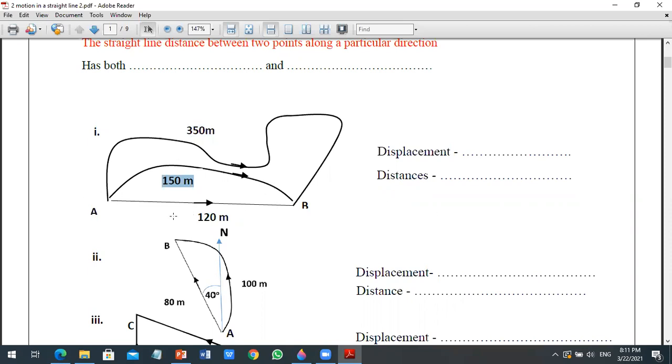There are two paths between these A and B points, but whatever the path between those points, the 120-meter path is the shortest distance between those two. So we call it the displacement.